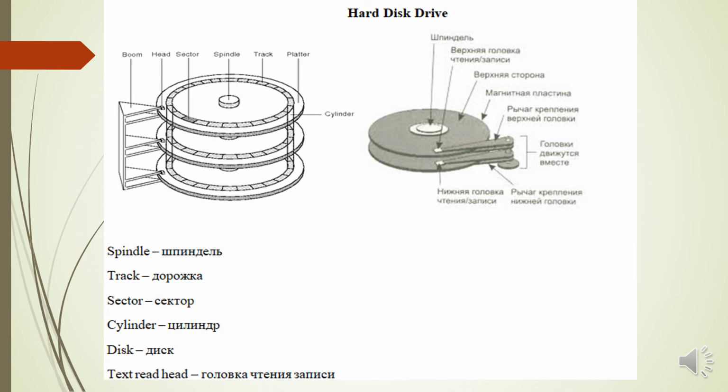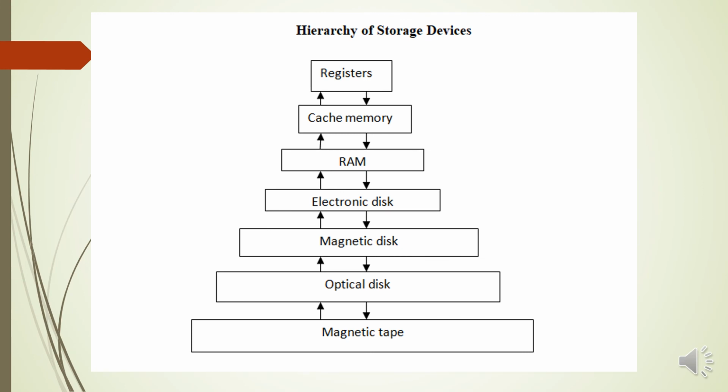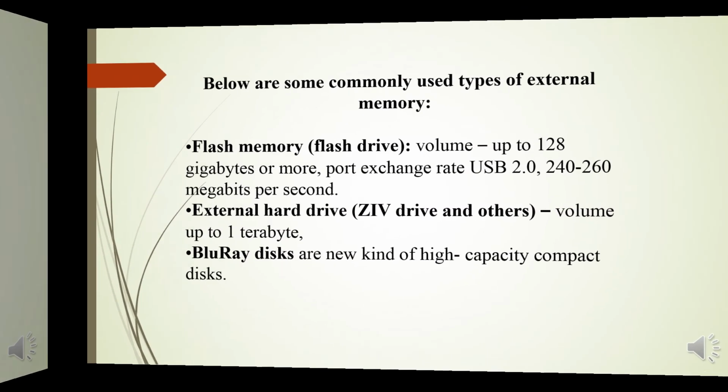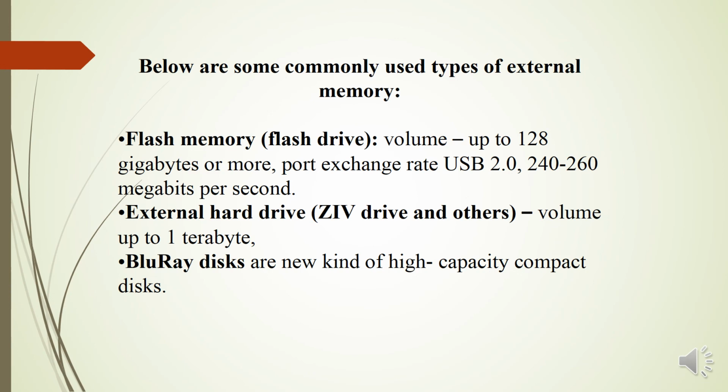Look at the hard disk drive. Look at the hierarchy of storage devices. Below are some commonly used types of external memory. The flash memory, the external hard drive and Blu-ray discs.